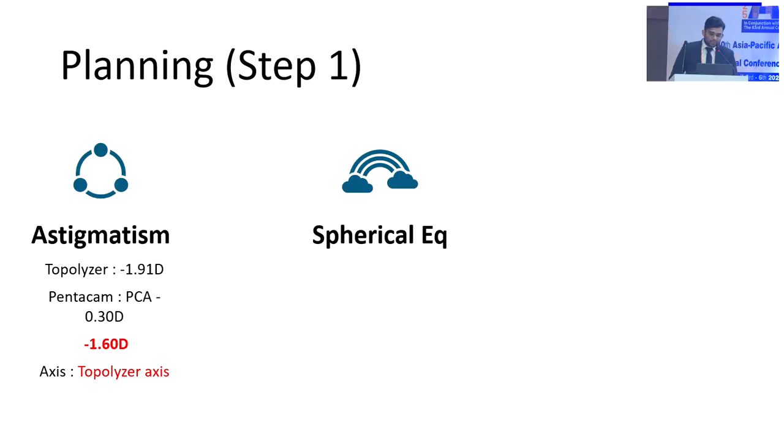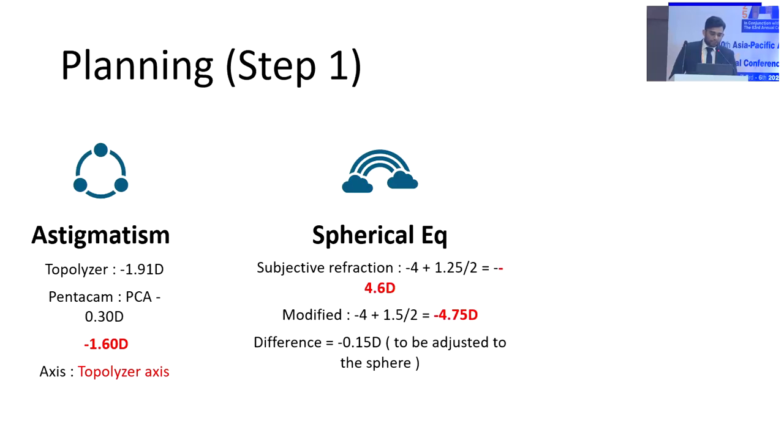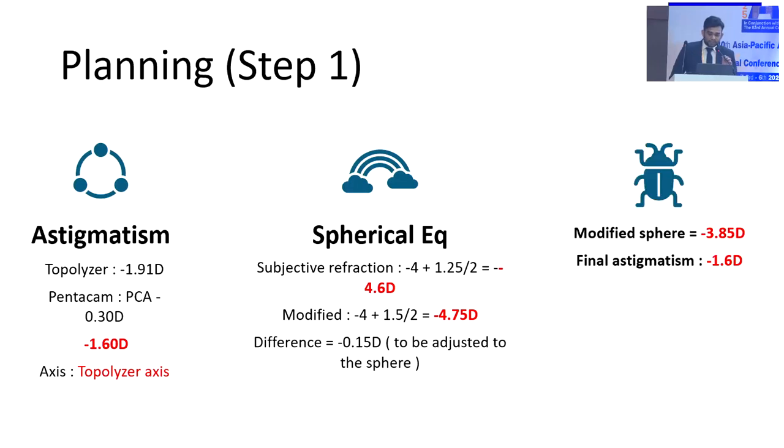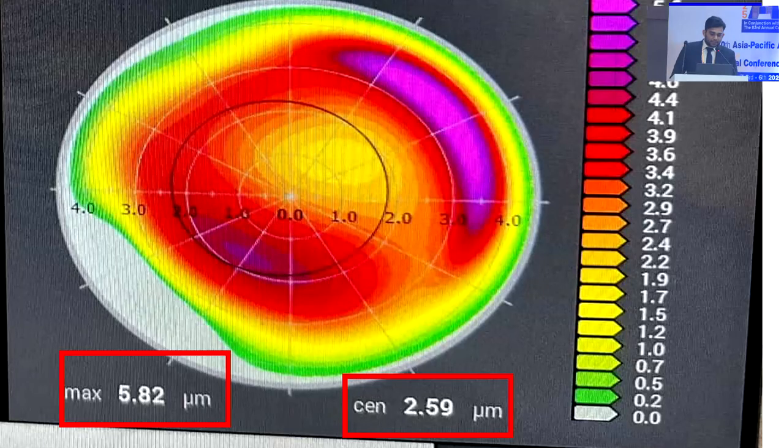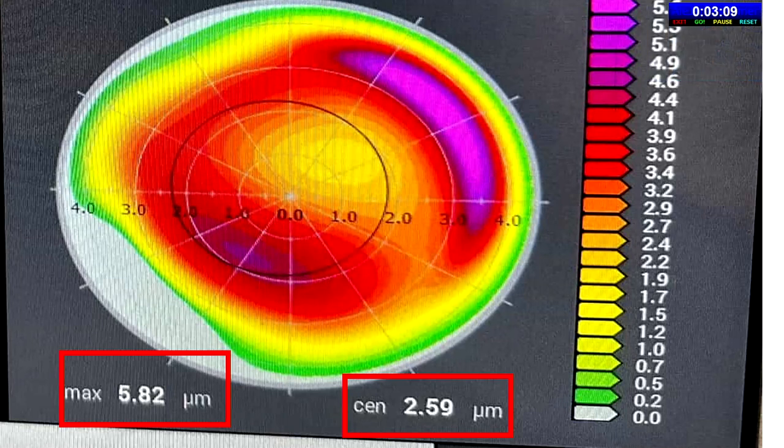Then we try to adjust for the spherical equivalent. Because now the cylinder has changed, we have to optimize it with the sphere. So this is the modified refraction which we get at the end of step 1. The second step is where we look at the high order aberrations, and you can see that most of the times we see a trefoil or coma present in the periphery of the cornea. So it has to be neutralized when we are doing topo guided corrections.